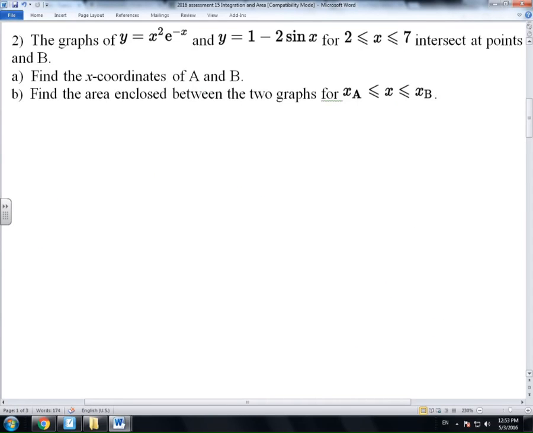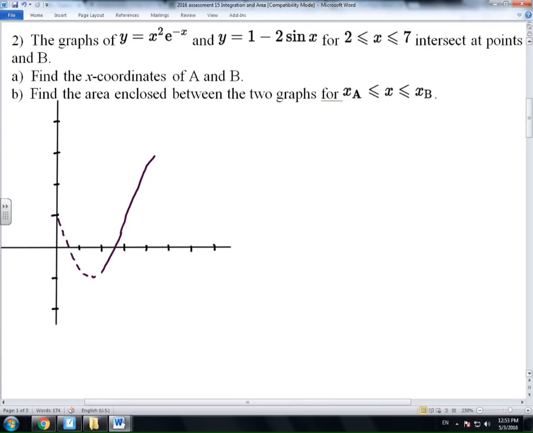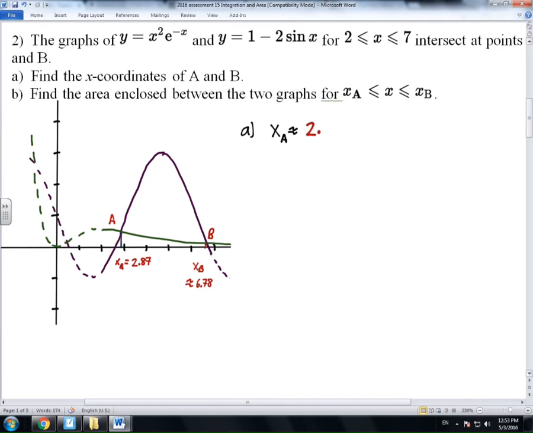Alright, the second exercise is really a technology-based kind of thing. So I went to the calculator and I graphed the first curve and the second curve. An important thing to notice in this case, though, is that I'm going to write this down first. And then, alright.